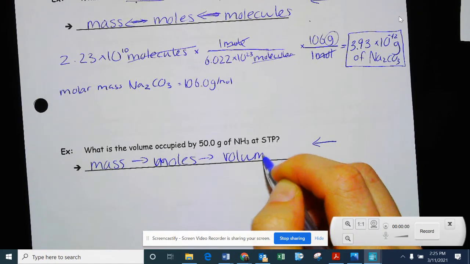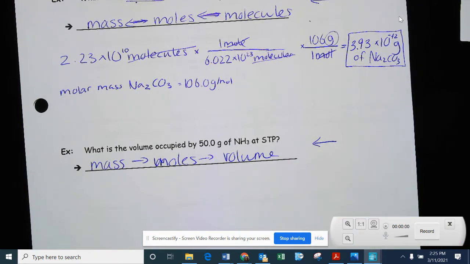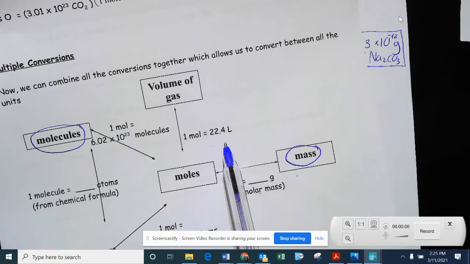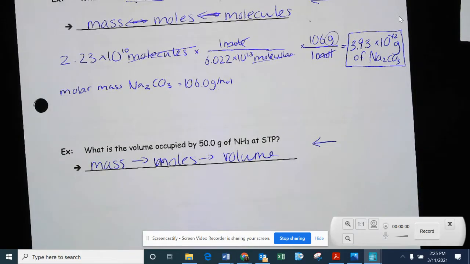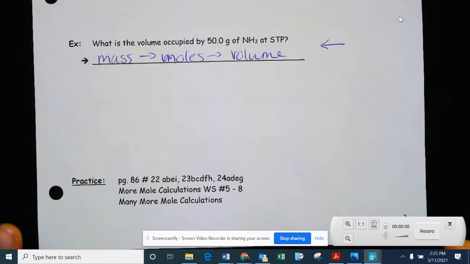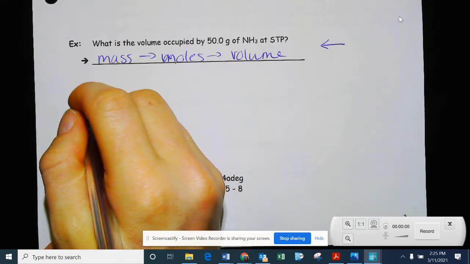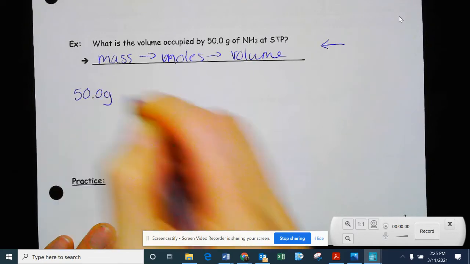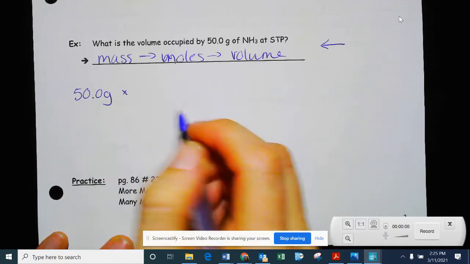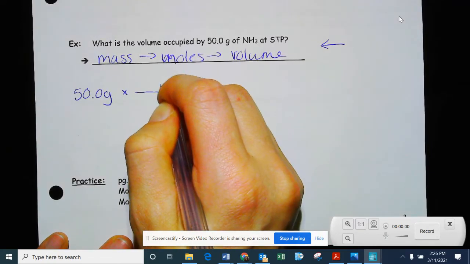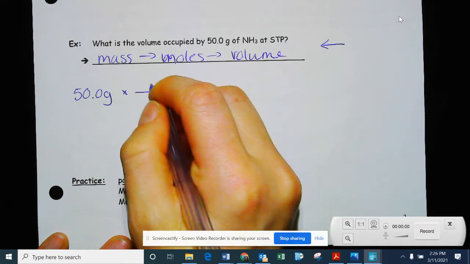Okay. Within that, there are a couple conversion factors. Mass to moles involves molar mass. Moles to volume is going to involve our STP number. 1 mole is 22.4 liters. All right, so let's set this up. I'm going to go 50 grams. And then I'm going to put a unit conversion here, which is going to end up being how many grams are in a mole. So my molar mass, grams per 1 mole.